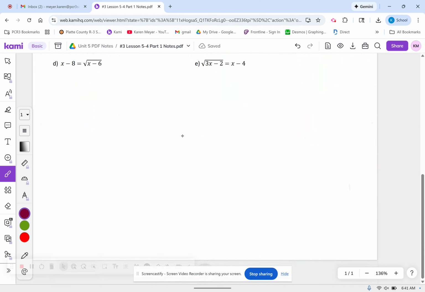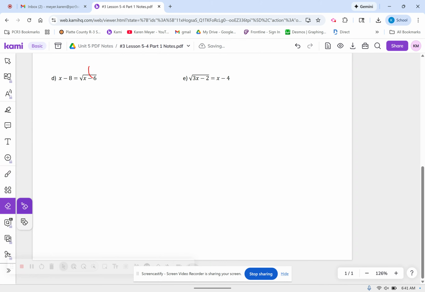All right, the last two then. So on this one, the square root of x minus 6 is already by itself, so I don't have to move anything, and there's no number in front of it, so I don't have to divide. So I could just start by getting rid of the square root. So I'm just going to do a power of 2 on both sides.